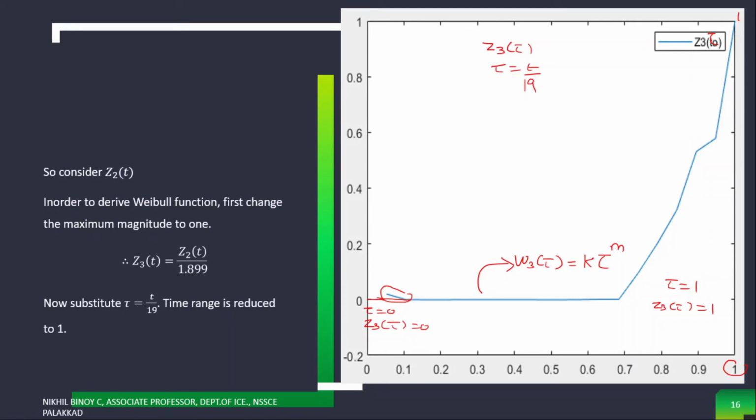Now you can easily find the value of k. That is why both magnitude and time are normalized, in order to find the value of k. I told you Z3 of tau is represented by the variable function W3 of tau, that is equal to k into tau raised to m. Now please say what is the value of k. Can anyone say that?